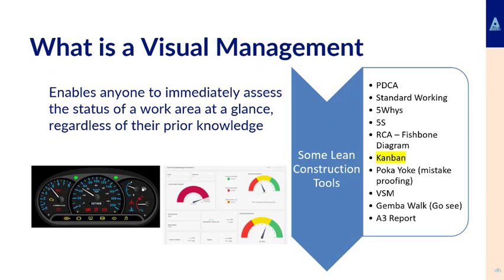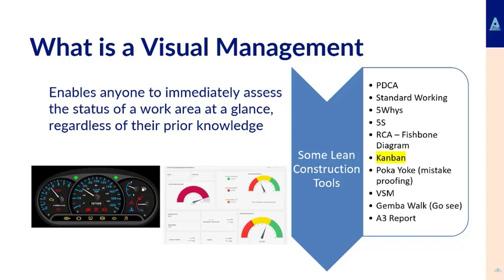So visual management enables anyone to immediately access the status of a working area at a glance, regardless of the prior knowledge. On the bottom left there you see a dashboard from a car. You can clearly see speed being travelled at, revs of the engine, how much fuel you have, and what the temp gauge is doing with a glance. So you clearly know what's performing, and if there's any hazard lights up, or if there's any warning signs.